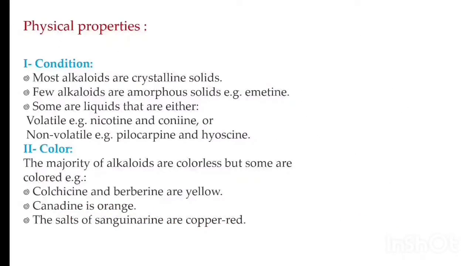Let's see the physical properties of alkaloids. First, condition. Most alkaloids are crystalline solids. Few alkaloids are amorphous solids, for example emetine. Some are liquids that are either volatile, for example nicotine and quinine, or non-volatile, for example pilocarpine and hyoscine. Then the second one is color. The majority of alkaloids are colorless, but some are colored, for example colchicine and berberine are yellow. Canadine is orange. The salts of sanguinarine are copper red.